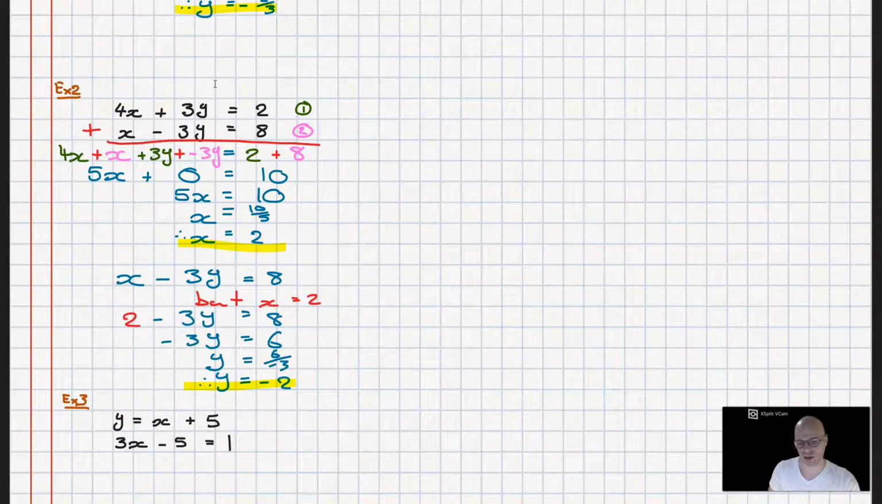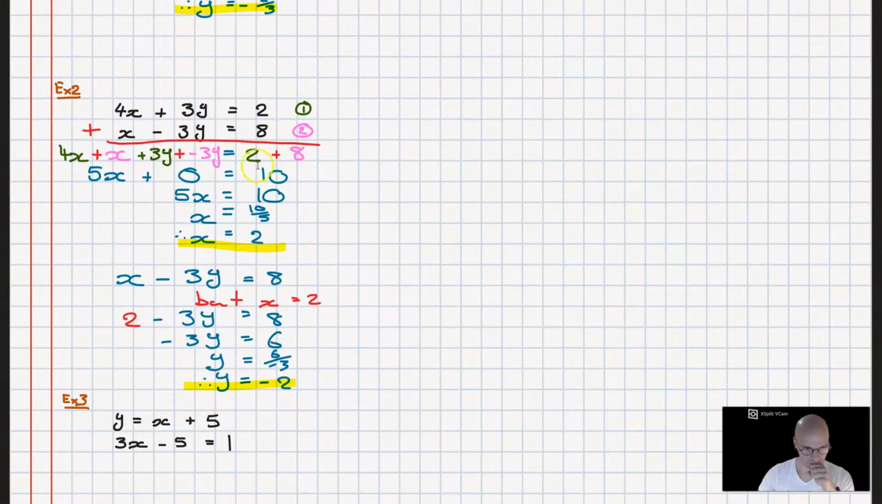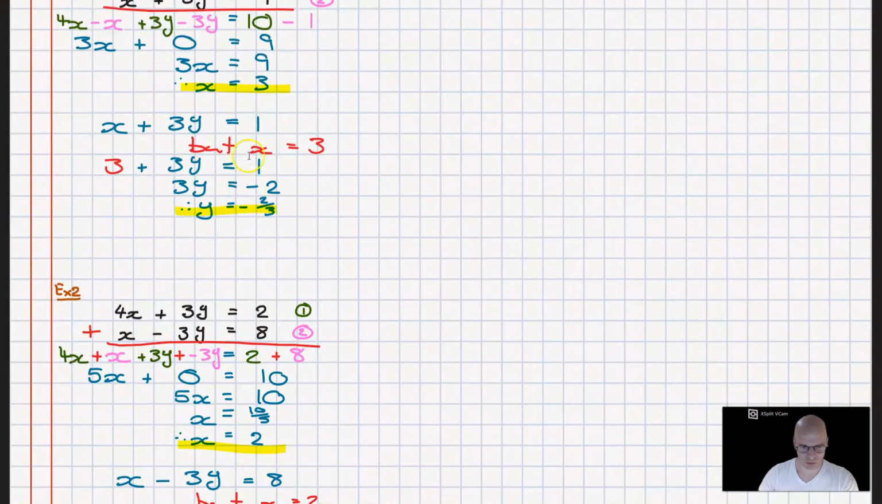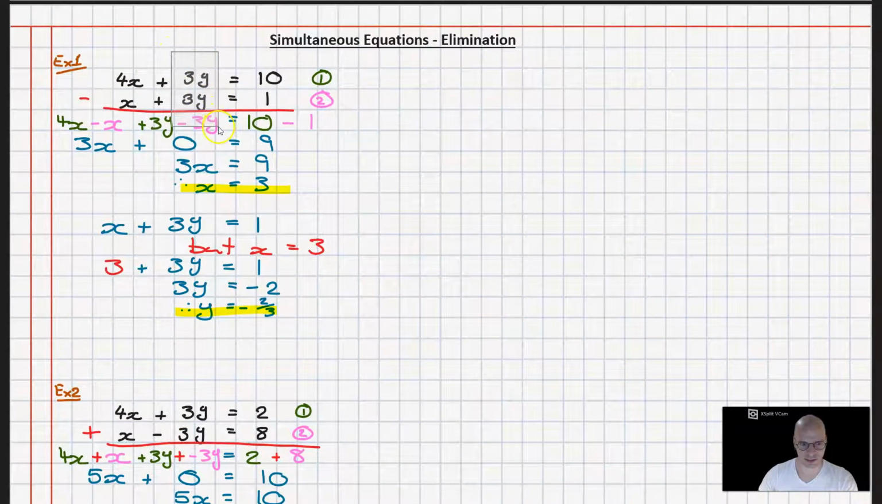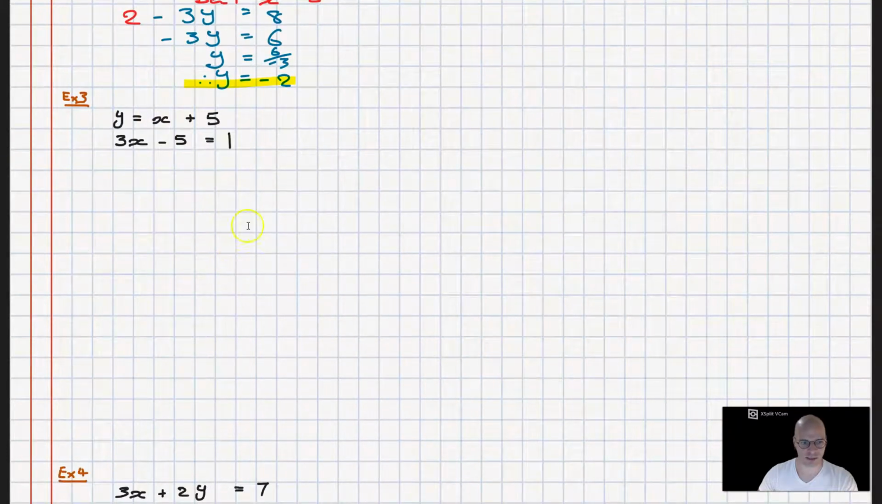Therefore, the value of y is equal to minus 2 in this case. So the difference between example 1 and example 2: in example 1, we subtracted the second equation from the first. In example 2, we added equation 2 to equation 1, both with the objective of cancelling out the terms involving y.